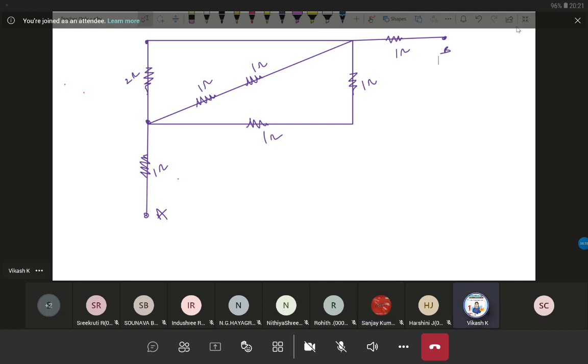Got the answer of this beta, everyone? Now. 3.5 ohms. Srikruti, what is the answer beta for this question? Srikruti, are you there?